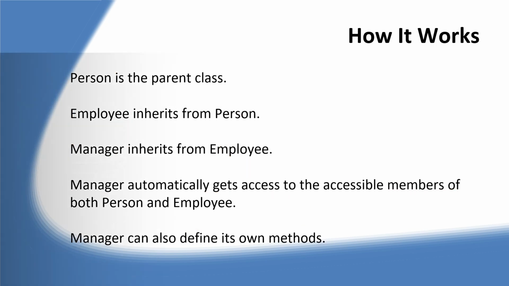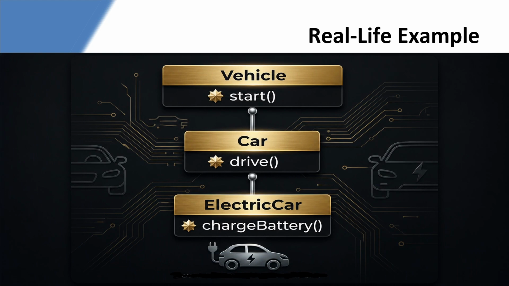Now, let's see some real life examples. A real life example is vehicle, car, and electric car. So vehicle is the parent class, car is the child class. Then again, car becomes a parent class, and electric car is the final child class.